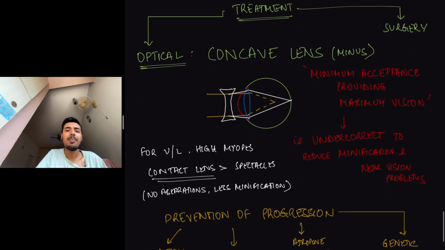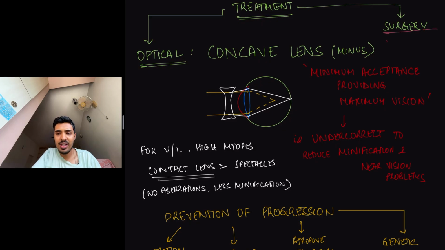Then coming to the treatment. You have surgery, LASIK, okay, great. But for optical treatment, myopia always needs a minus lens, a concave lens. The main problem with a concave lens is that it can cause minification of the images. It will make everything look smaller. Also, near vision will be a problem. Let's say there's an object right here, and the rays will be diverging. A concave lens will make them diverge even more. So near vision problems might be there.